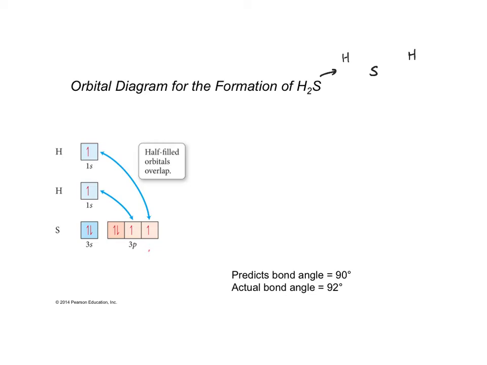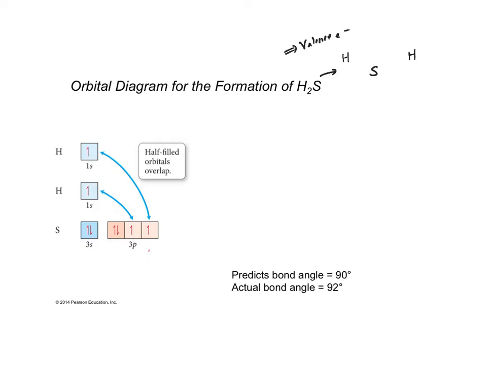Now, the term valence bond theory should hint at what type of electrons are actually going to be participating in this orbital overlap. Anytime we're dealing with any of this bonding, it's always going to be valence electrons that we're dealing with.